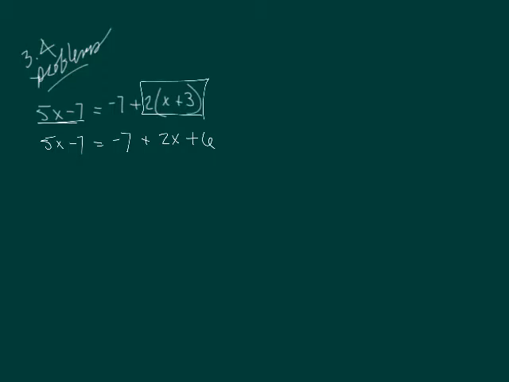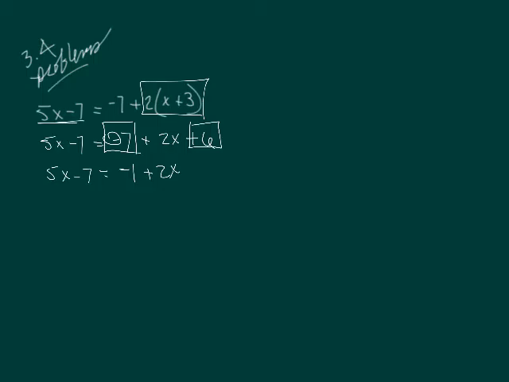And let's see, combine like terms. We can't do anything on the left side. We have an x and a regular number, so we can't do anything there, but we can here. We can combine the -7 plus the 6. Signs are different. Take the difference between the two as 1 and put the sign of the largest on there. And we have that.